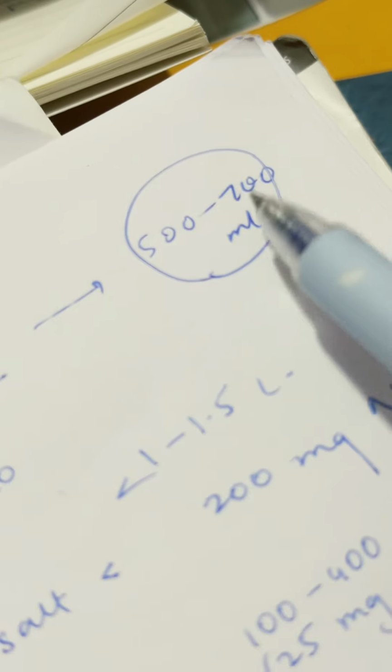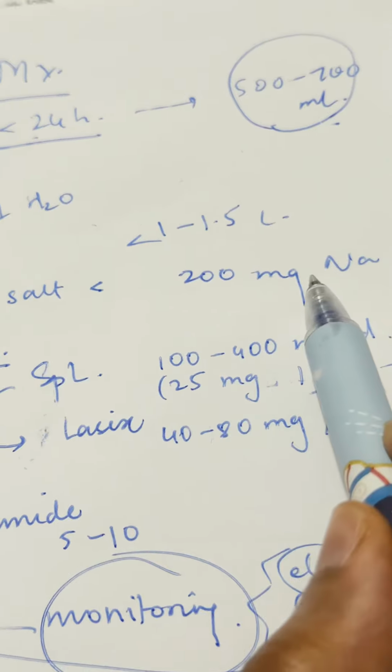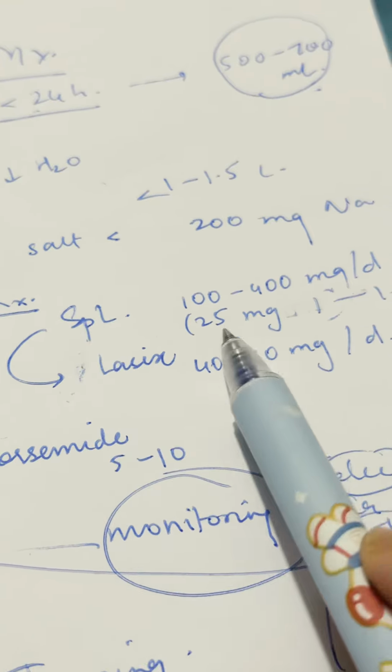Now, interesting thing is that if you manage this patient properly, around 500 to 700 ml of that ascitic fluid can be mobilized within a period of 24 hours. Just restrict your water intake up to 1 liter. Your sodium intake should be up to 200 mg. You give diuretics. Spironolactone can be given 25 mg thrice a day. If that does not work, we can also give furosemide.